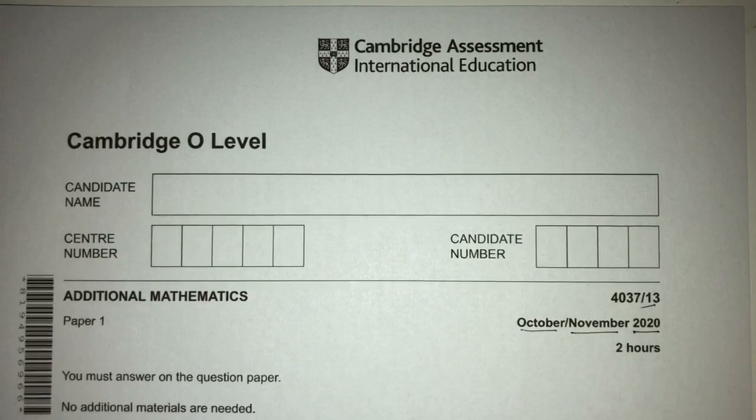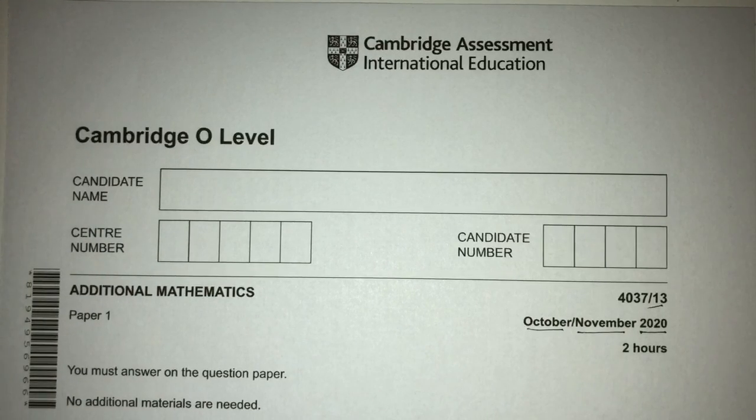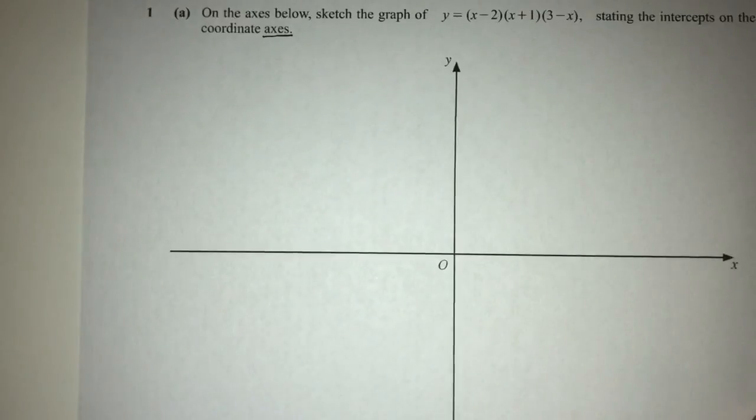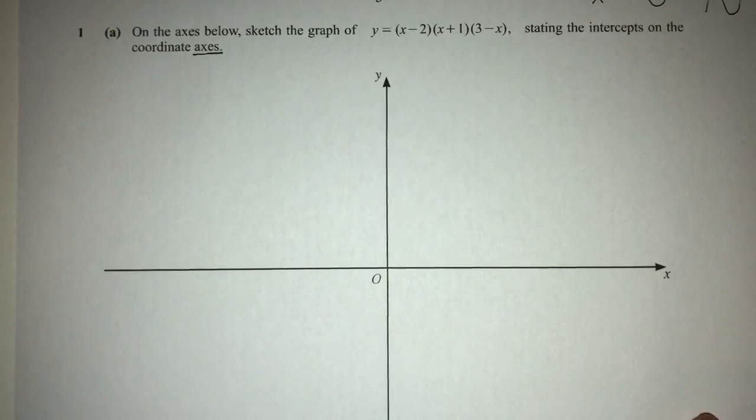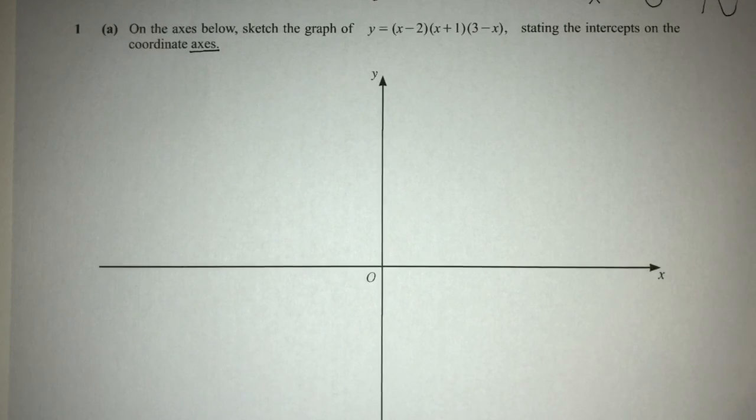This one is paper 1-3 of November 2020 for Ag Math. So let's move on to question number 1. So let's see what do we have here. So here we have what? On the axis below, we have to sketch this graph showing the intercept of the axis.